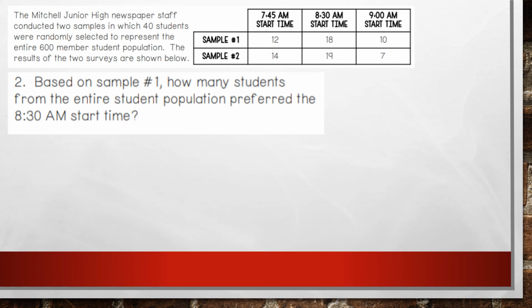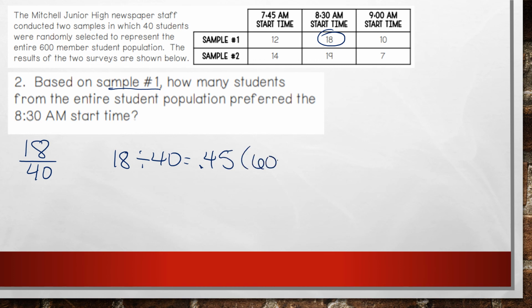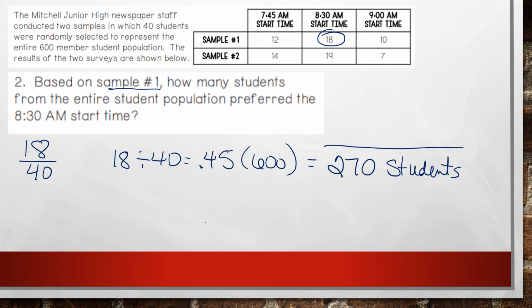Our next problem, based on sample number 1, how many students from the entire student population preferred the 8:30 a.m. start time? So we are focused only on sample 1. So we would take our number from sample 1 of 18 out of 40. So that's 18 divided by 40, which is 0.45. We would multiply that by the population, the members of the student body there, 600, and that does give me 270 students, which is your final answer. That's 270 students who prefer the 8:30 start time.